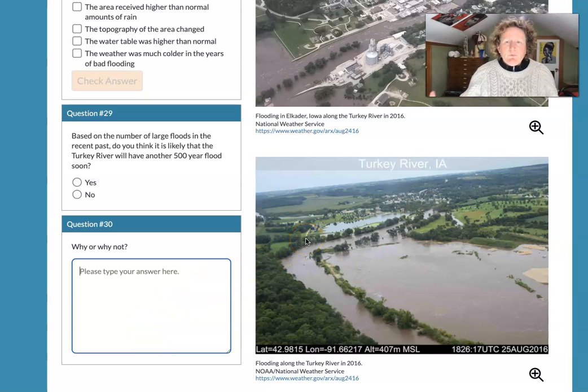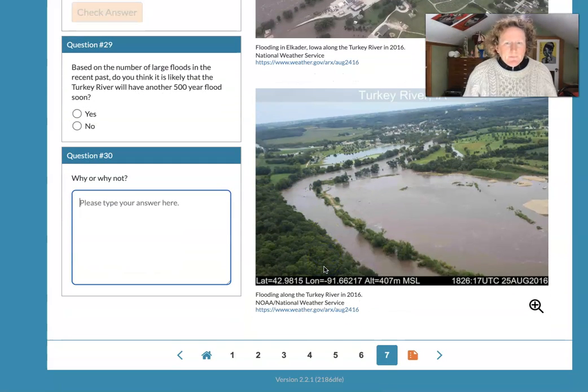And there might be some more snow too, and snow melting tends to saturate the soil, raise the water table, and that can contribute to flooding as well. So you can write your answer, why you think or why you don't think the Turkey River will have another 500-year flood in the next 5 to 10 years. And then you can go on to lesson 3. I'll see you in lesson 3.